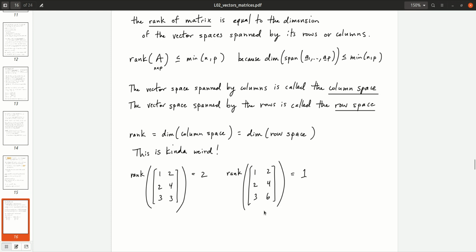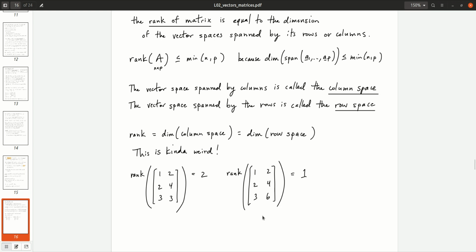Let's look at another example. Here we have 1, 2, 3, 2, 4, 6 for the columns, and here the second column is just twice the first column. So the rank, or the dimension of the space spanned by the columns, is just 1, because the second column is in the span of the first.